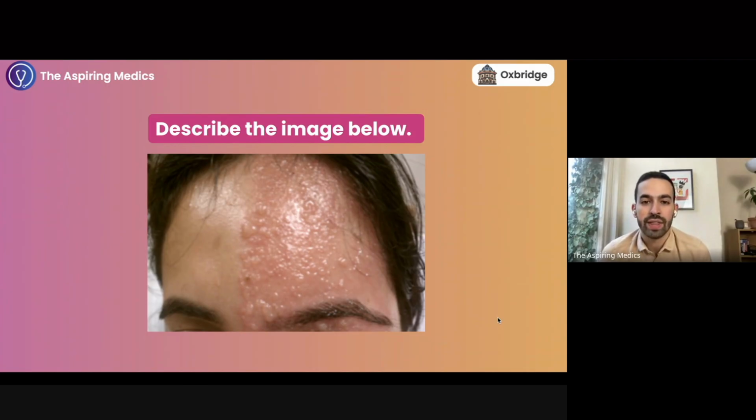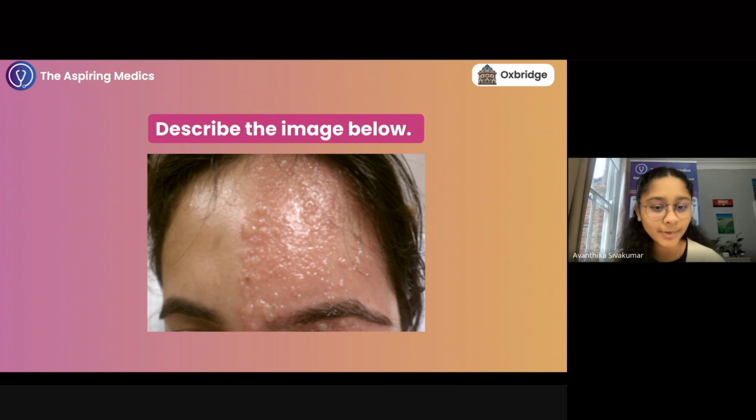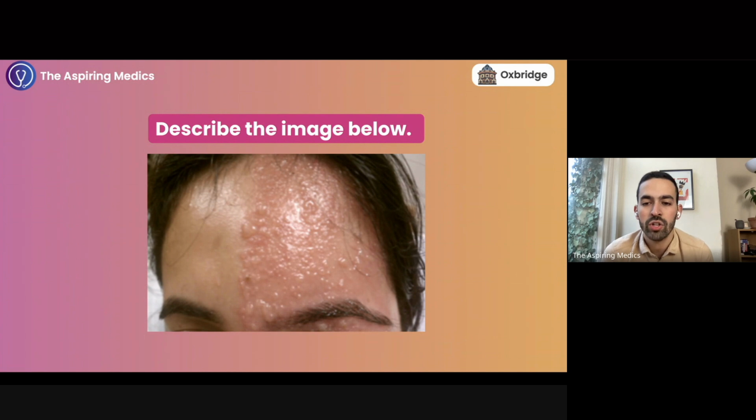Okay, so to start off with, I'd just like you to describe the image that you can see below. Right, so in the image, I think I see exactly half of the face. I think the left half of the face has a bit of a rash on it, and I can see a bit of redness, and it looks like there are some pockets of pus in some areas of the face. Okay, pockets of pus.